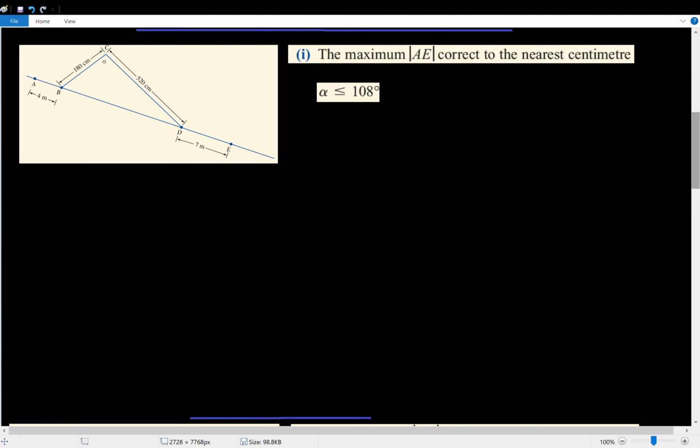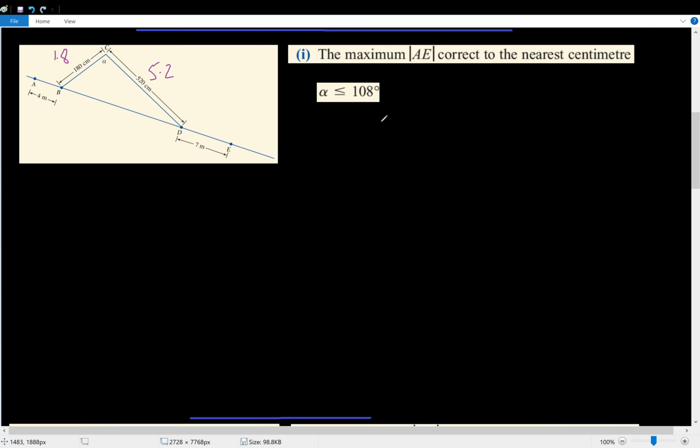We're asked to find the maximum distance AE correct to the nearest centimeter, where alpha is, this time, 108 degrees. So what we've got is a triangle with a side that is 1.8 meters, another side which is 5.2 meters. We've got their included angle, and we're being asked to find the distance for the third side. Well, that means we're going to have to use the cosine rule.